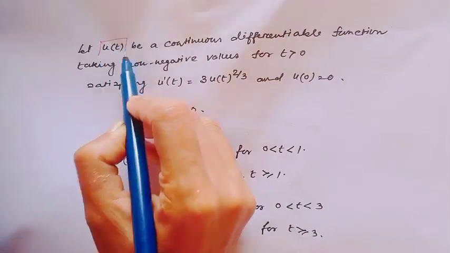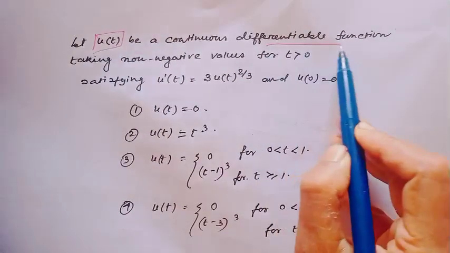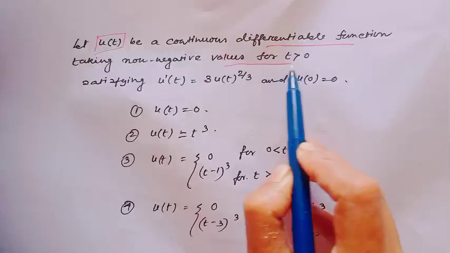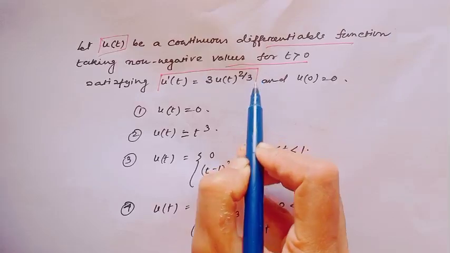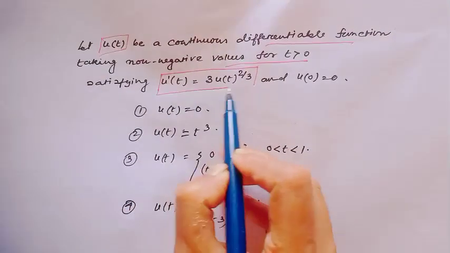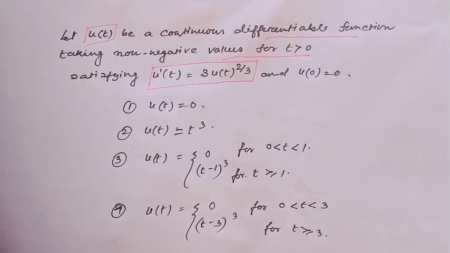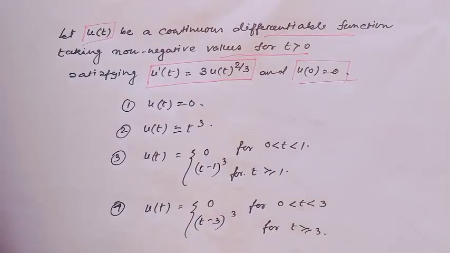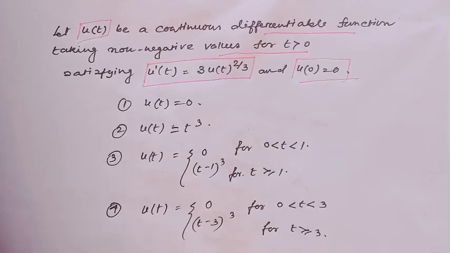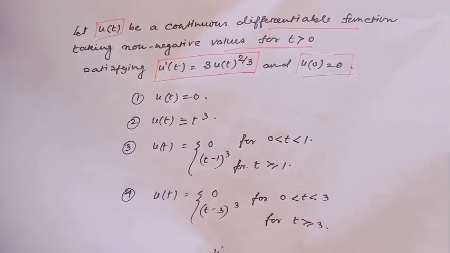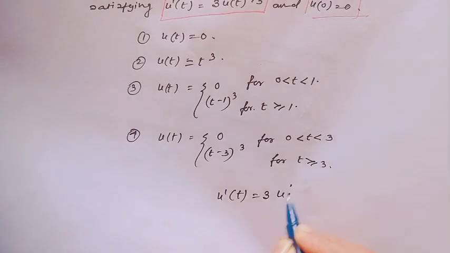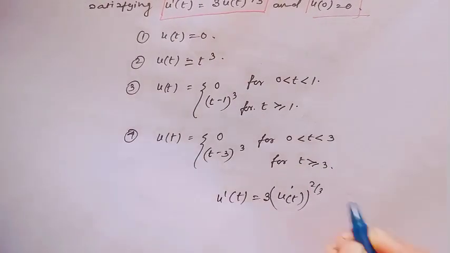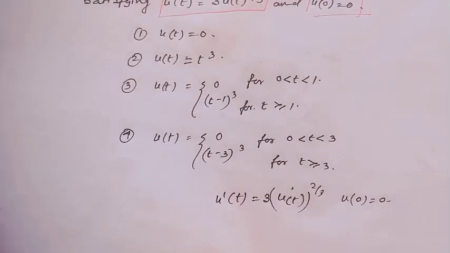Consider u(t), which is a continuously differentiable function taking non-negative values for t greater than 0, which satisfies the equation u prime t equal to 3 u(t) to the power 2 over 3 with the initial condition u(0) equal to 0. That means here the differential equation is of this type: u prime t equal to 3 u(t) to the power 2 over 3 with the initial condition u(0) equal to 0.